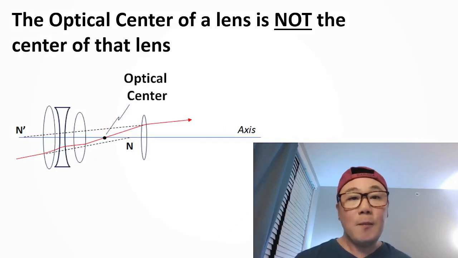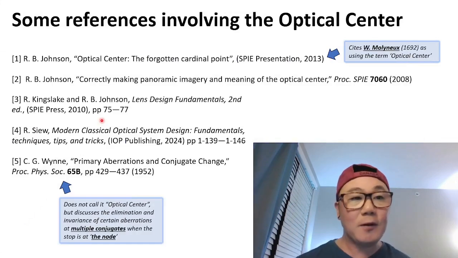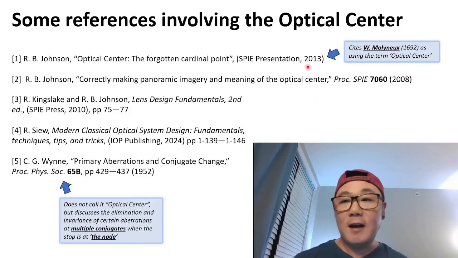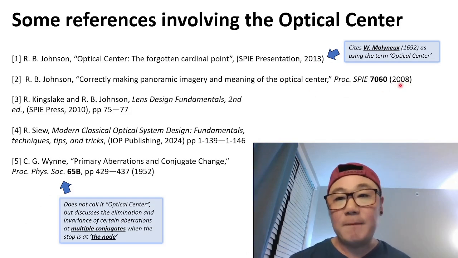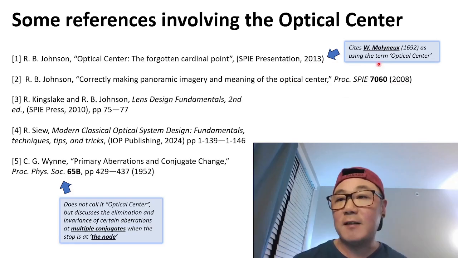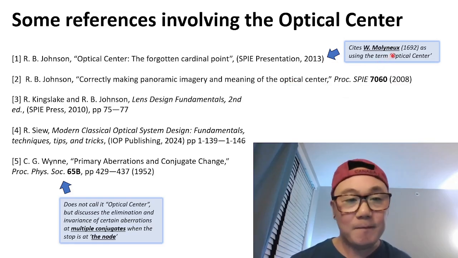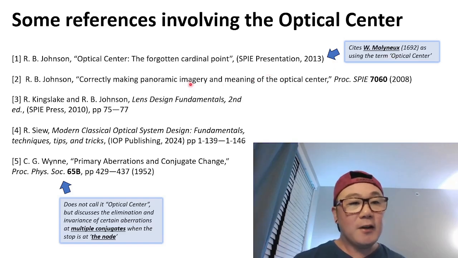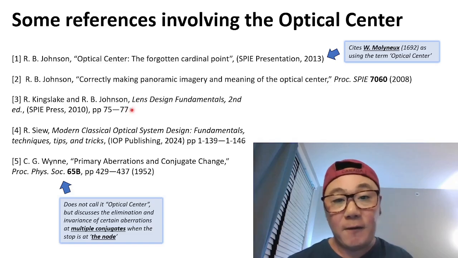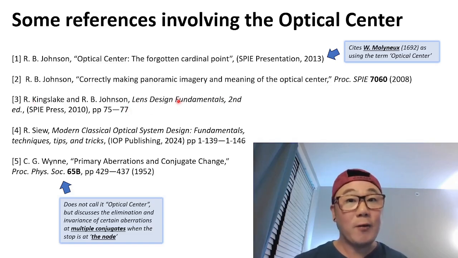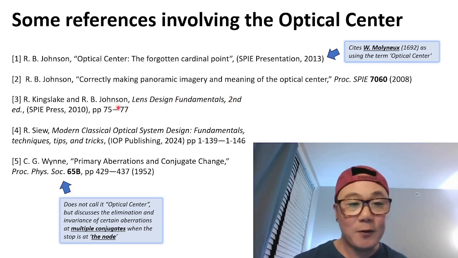And the person who pointed this out to me and to the rest of the world was Barry Johnson in this presentation in 2013 and in this paper in 2008. In this 2013 presentation, he cites Molyneux as being probably the first to use the term optical center, very likely. And then Johnson also talks about this optical center in Lens Design Fundamentals, second edition, which he expanded from the first edition, which was written by Kingslake. The second edition, by the way, won the Joe Goodman Book Writing Award in 2012. So it's a really good book.